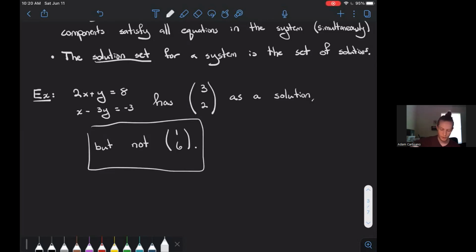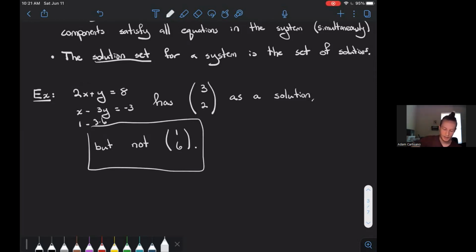However, notice that (1, 6) is not a solution. If you plug in 1 for x and 6 for y, 2 times 1 plus 6 is indeed 8. That's a true mathematical statement, which means this vector (1, 6) is a solution to the first equation. However, take 1 and subtract 3 times 6. 1 minus 18 is negative 17. And last I checked, negative 17 is not equal to negative 3. That's a false mathematical statement, which means (1, 6) is not a solution to the second equation.